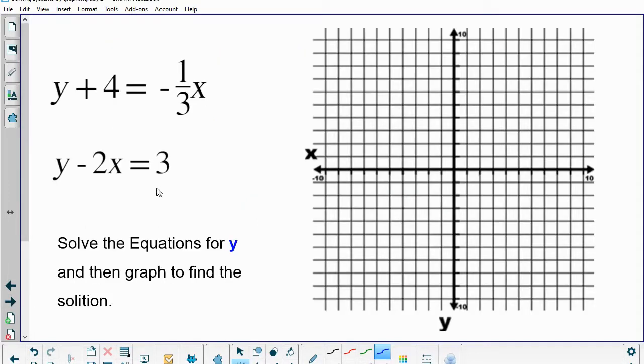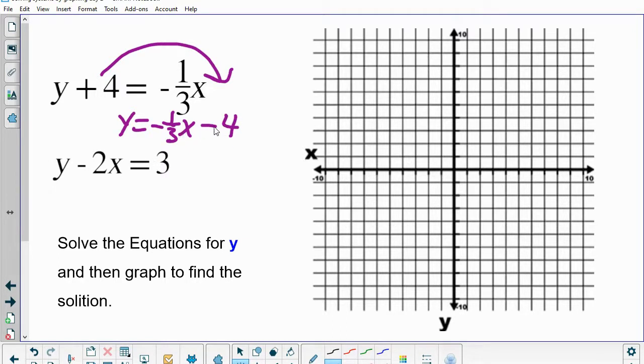All right, here's a couple of equations, and we need to solve these equations for y before we can graph them, and that's going to be the main difference on today's assignment. So let's rearrange. We know that we want to have y equals, the x term is already in its proper spot there, right behind the equal sign. And this plus 4 has to come across and become minus 4.